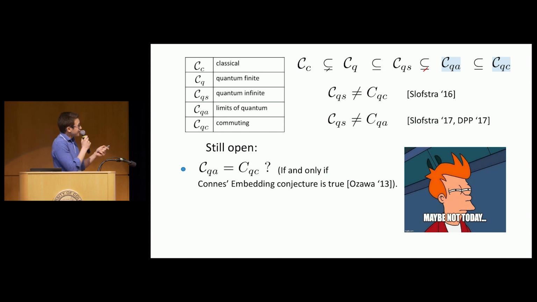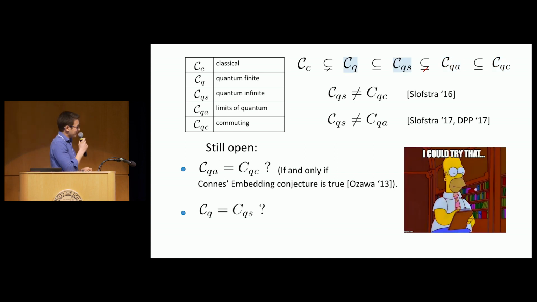And the other inclusion that is still open is the first quantum one, which asks whether finite dimensional quantum correlations are strictly contained in the infinite dimensional ones, or they're equal. And this seems somewhat more approachable. And it's the question that we address in this work. So let me give you some context about this question.